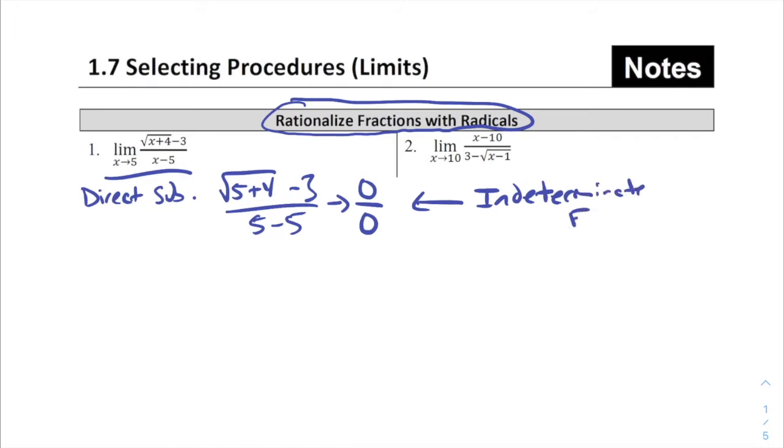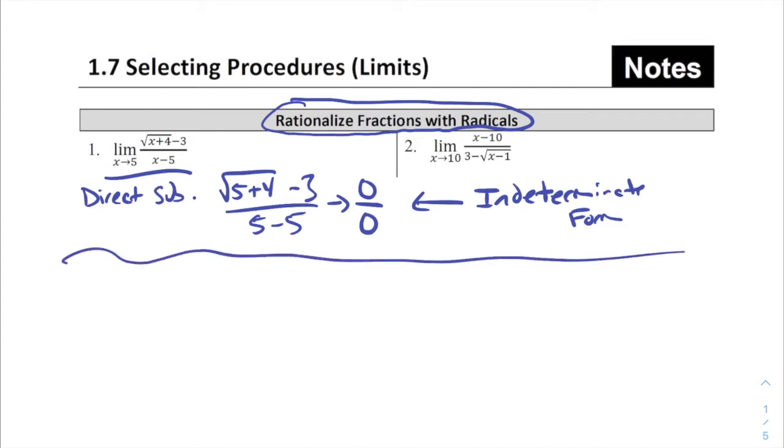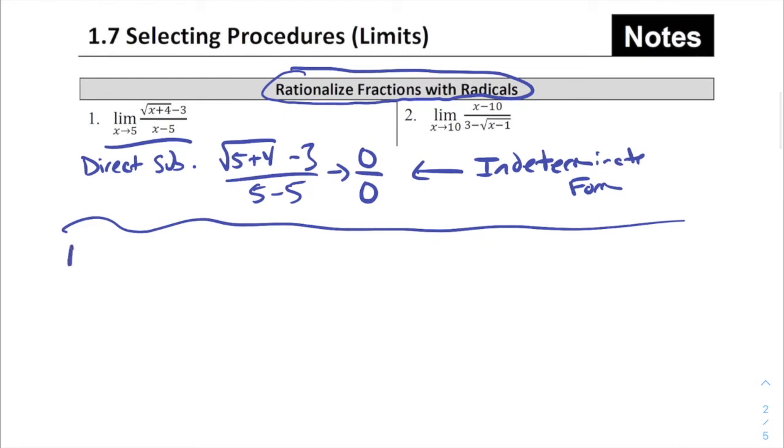Because I've got that indeterminate form, that 0 over 0, it gives me an idea that maybe if I try one of these algebraic techniques of simplifying, I might be able to find the limit. That gives me a little bit of confidence to try this out. I'm going to take the limit as x approaches 5 of the square root of x plus 4 minus 3, all divided by x minus 5, and I'm going to multiply by the conjugate of the numerator.